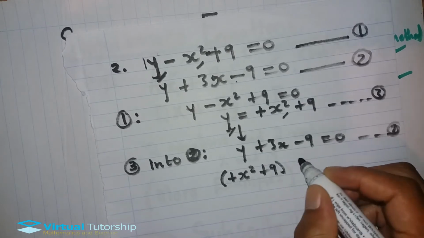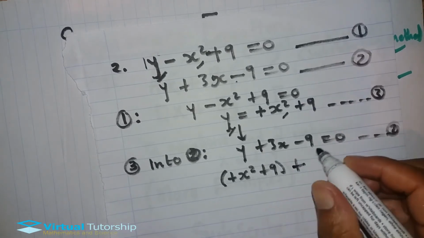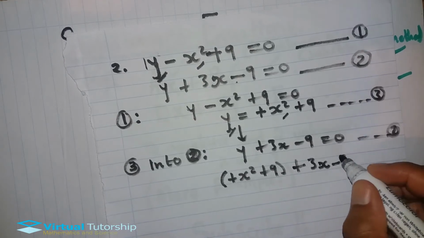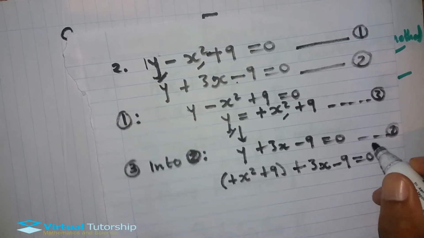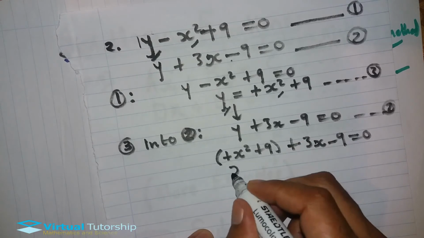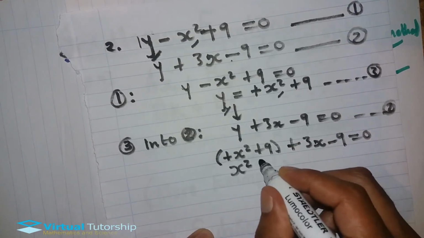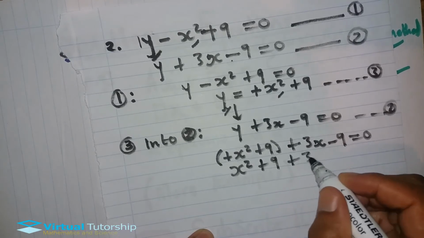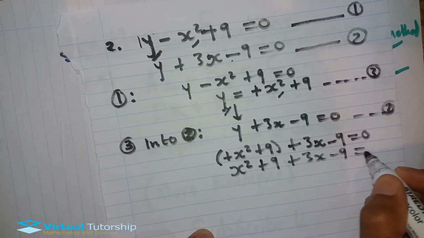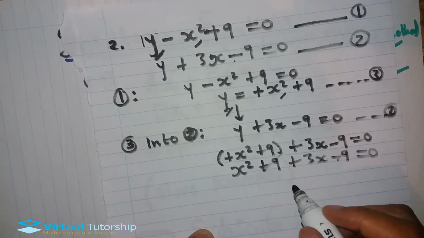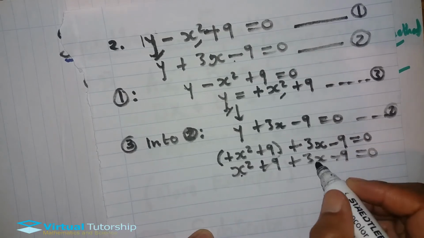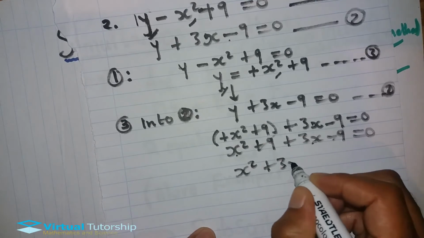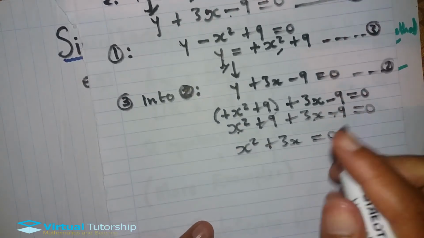plus 9. And then the 3x I leave as it is, and the minus 9 as it is. Then I will have x squared plus 9 plus 3x minus 9 is equal to 0. The minus 9 and the plus 9 cancel out, leaving x squared and 3x. x squared plus 3x is equal to 0.